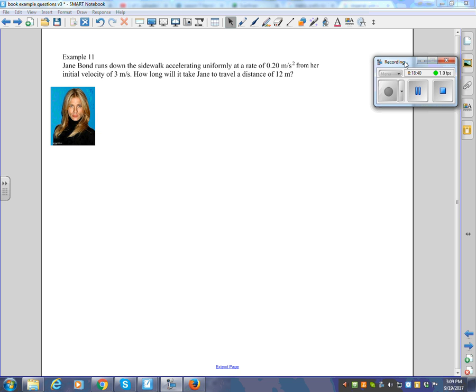Jane Bond runs down the sidewalk, accelerating uniformly at a rate of 0.2 meters per second squared from her initial velocity of 3. How long will it take Jane to travel a distance of 12 meters? This is her acceleration. That's the initial velocity, 3. How long will it take? We're solving for time. And the distance is 12, right? So which one has those?